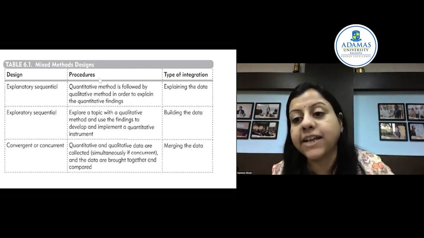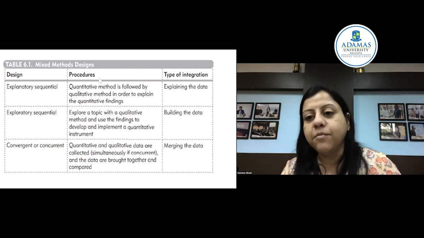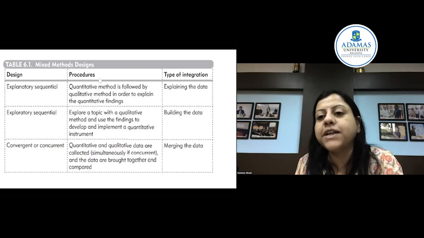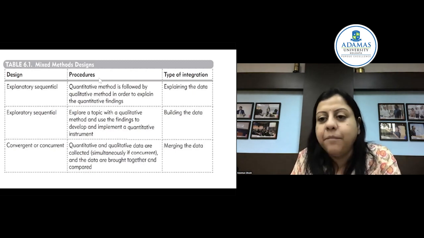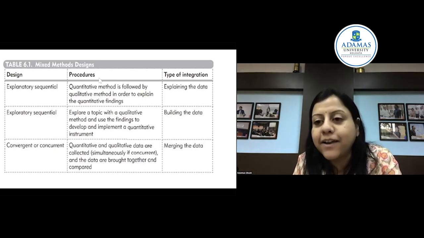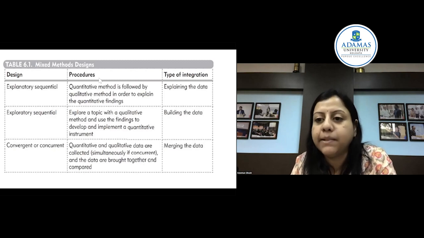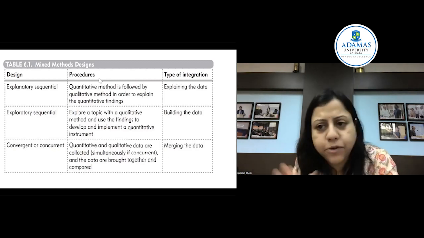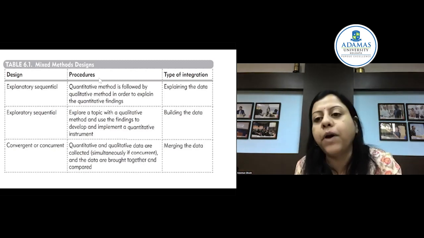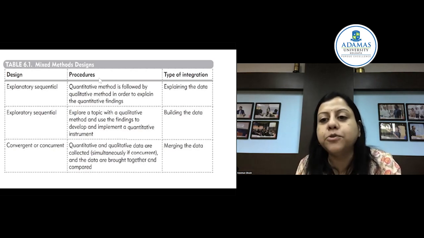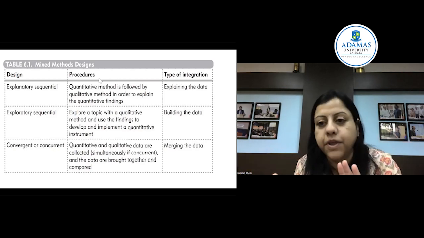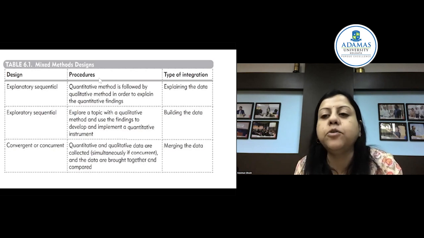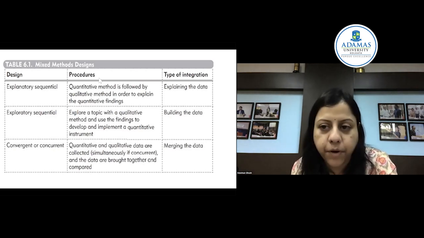Sequential exploratory works very well, because first you have to go to that community, build a rapport with them, and make them feel that you are there to help them and understand them. They do not understand research. If you tell them that you are here to do a research, they will not answer you. You have to tell them that you're here to learn more about you, understand more about you.